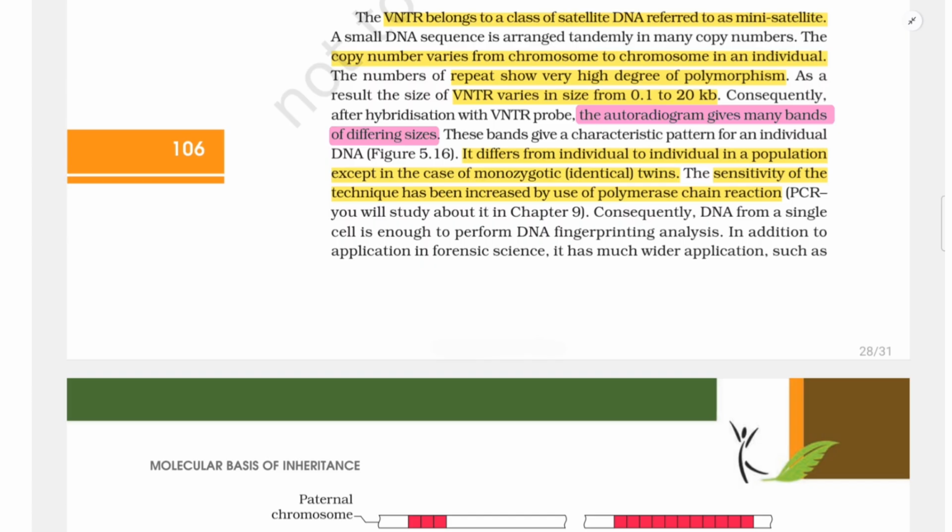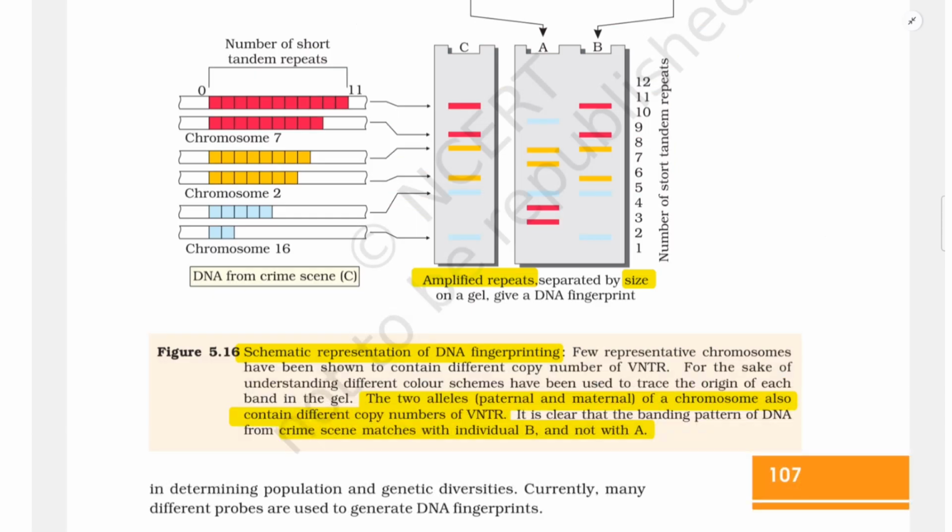The sensitivity of the technique has been increased by use of polymerase chain reaction, PCR. You will study about it in chapter 9. Consequently, DNA from a single cell is enough to perform DNA fingerprinting analysis. In addition to application in forensic science, it has much wider applications such as in determining population and genetic diversities. Currently, many different probes are used to generate DNA fingerprints.